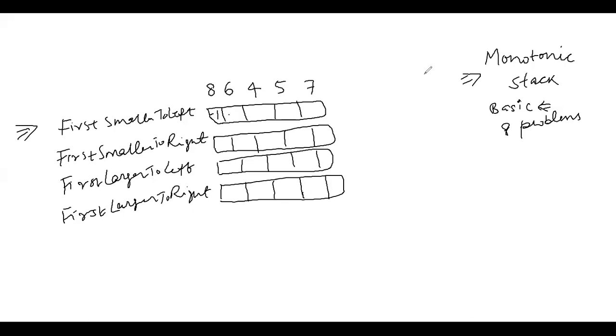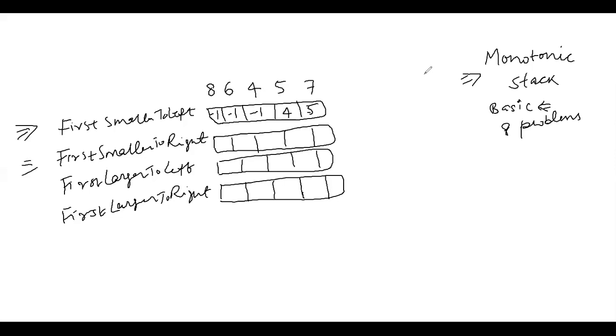So -1. For 6, what is the first smaller to left? -1. Great. For 4? Same, -1. Perfect. For 5? 4. Excellent. For 7? 5. Okay, so that's clear. So now we will do the same thing for first smaller to right.